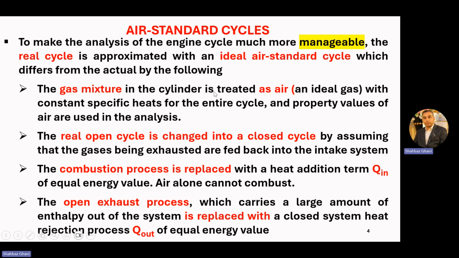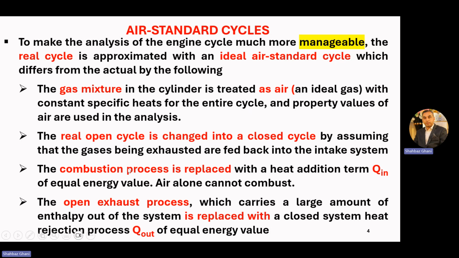The gas mixture in the cylinder is treated as air, an ideal gas with constant specific heats for the entire cycle, whereas in reality it is not like this. But for the ideal air standard cycle, we take this as an assumption, and property values of air are used in the analysis. The real open cycle is changed into a closed cycle. So we are changing the open cycle into a closed cycle by assuming that the gases being exhausted are fed back into the intake system, because we are assuming it is a closed cycle system, not an open cycle system.